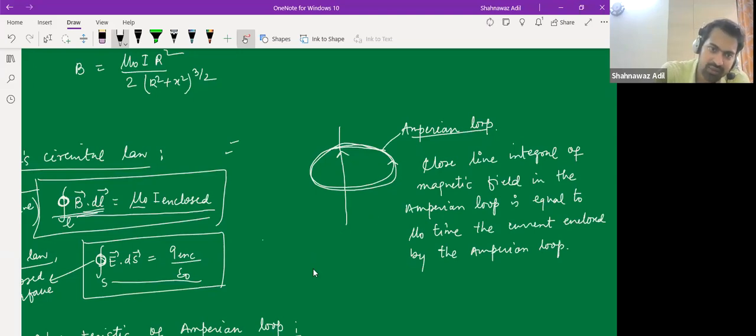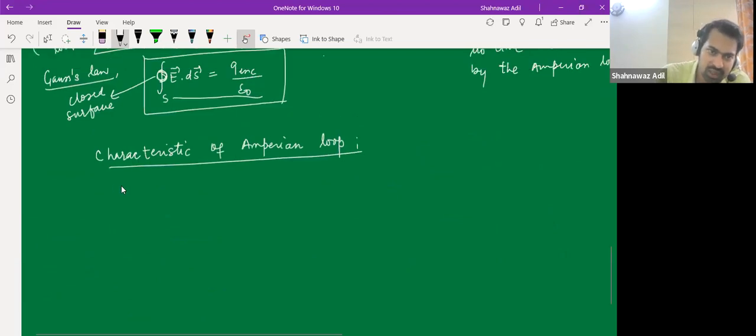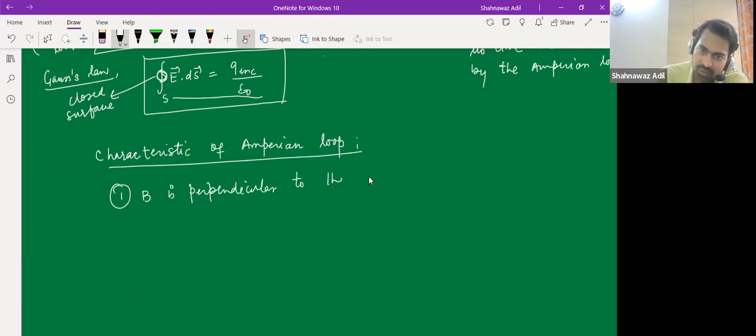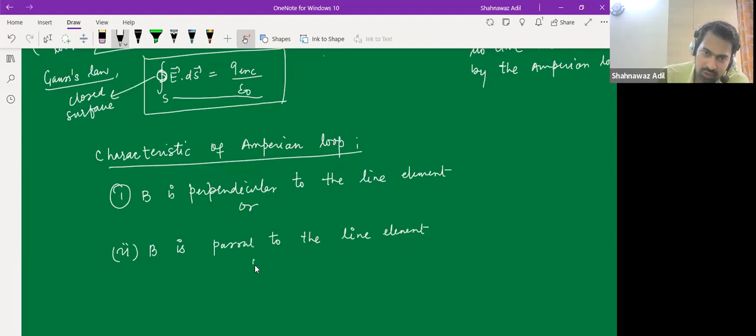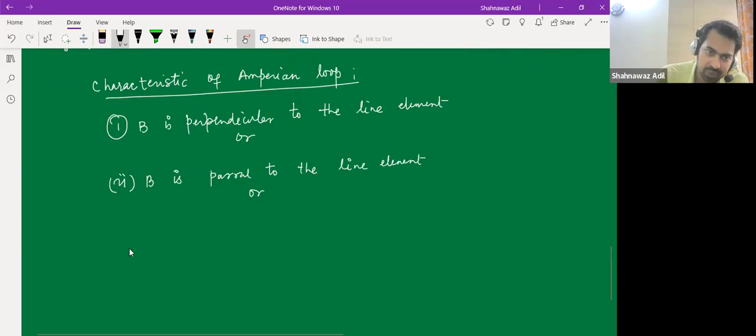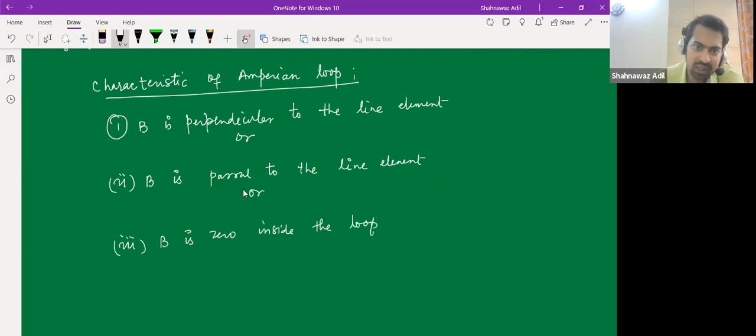So what are the characteristics of this Amperian loop? Right. First is that B is perpendicular to the line element, or second is that B is parallel to the line element, or third one is that B is 0 in the loop. So these are the three conditions that we follow in applying an Amperian loop. Okay.